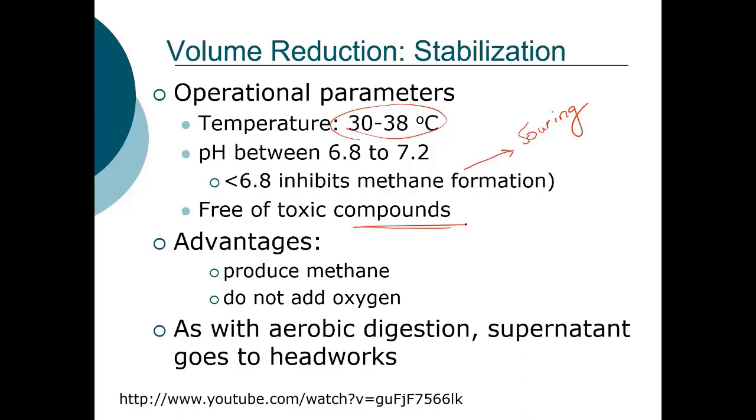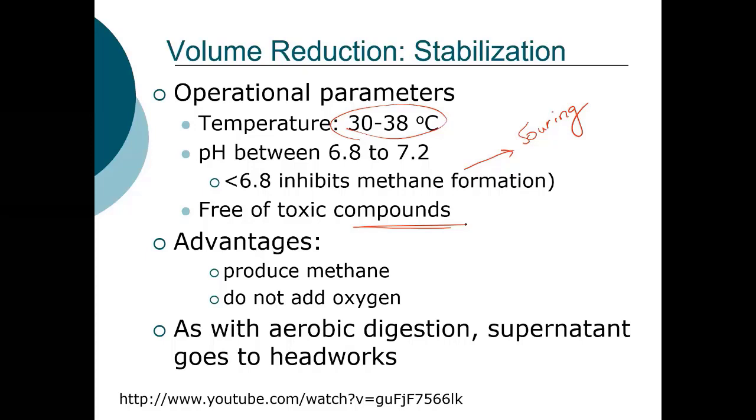Their methane production decreased significantly and actually resulted in them having to supplement the energy needs in the plant with natural gas, or probably diesel at that point in time, actually, in order to provide aeration and to heat the digesters. So it's extremely important that you make sure that the wastewater coming in is free of toxic compounds.